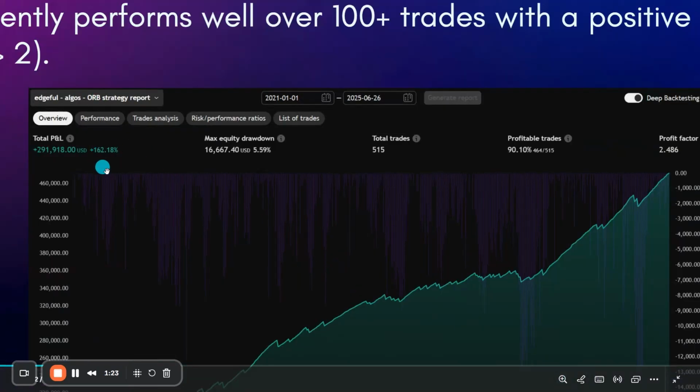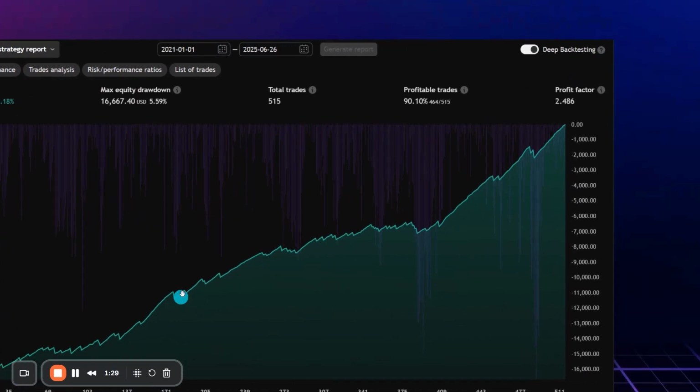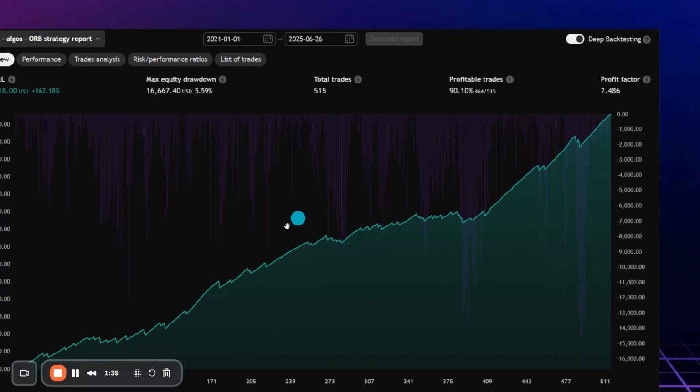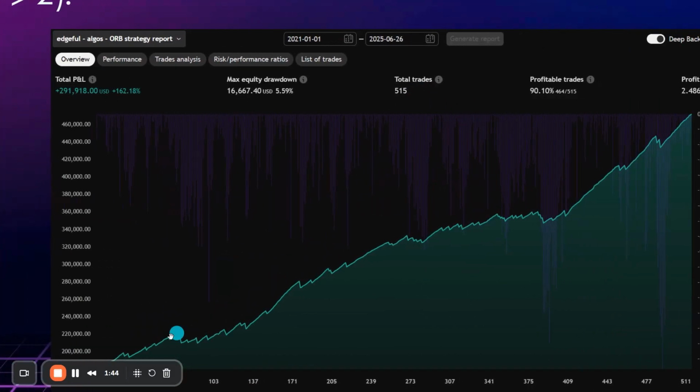This is actually the equity curve of what it looks like since 2021 using Edgeful and the open range breakout. Profit factor of 2.486. This is kind of too real to believe. That's why I'm forward testing before I size way up. And 515 trades, so a decent amount of data.